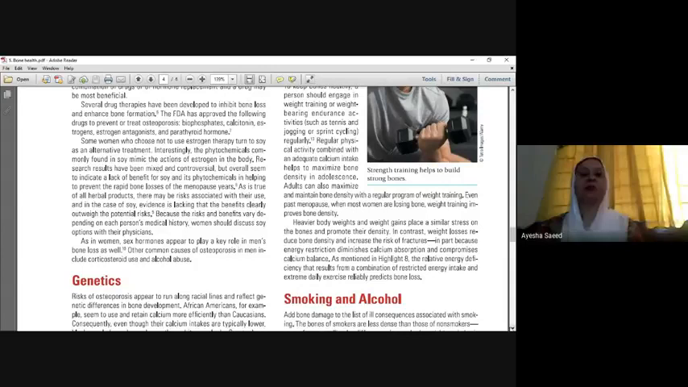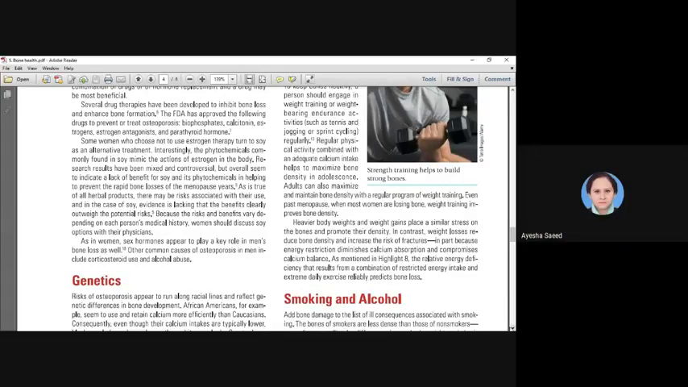As is true of all herbal products, there may be risk associated with their use, and in the case of soy, evidence is lacking that the benefits clearly outweigh the potential risk. Because the risk and benefits vary depending on each person's medical history, women should discuss soy options with their physicians.